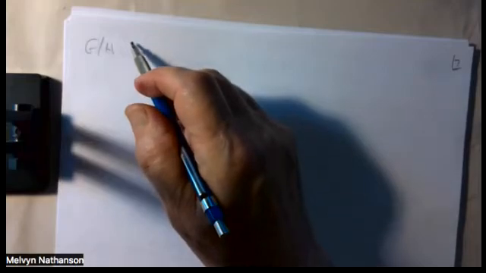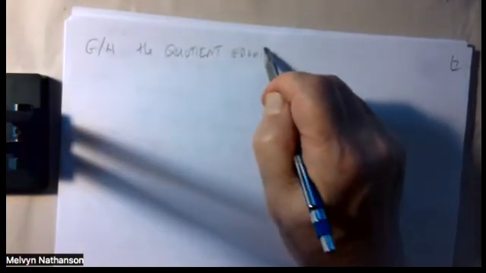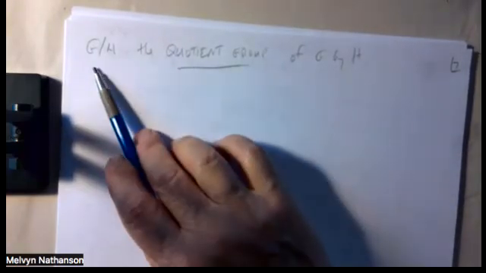So this group G mod H, when H is a normal subgroup, has a name, and it is called the quotient group of G by the subgroup H, because you're sort of dividing G up into pieces, which are the cosets of H.